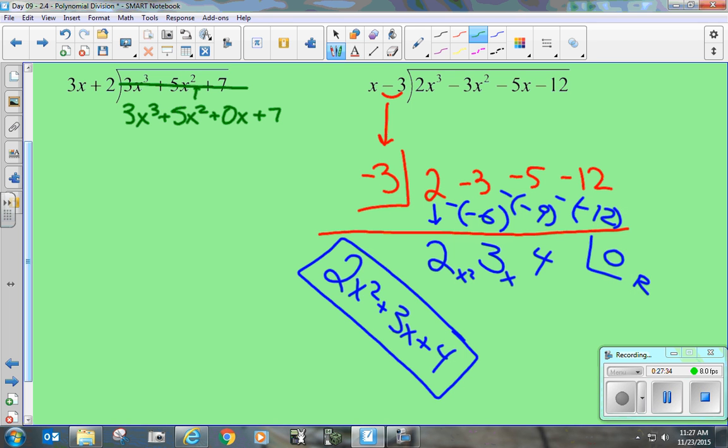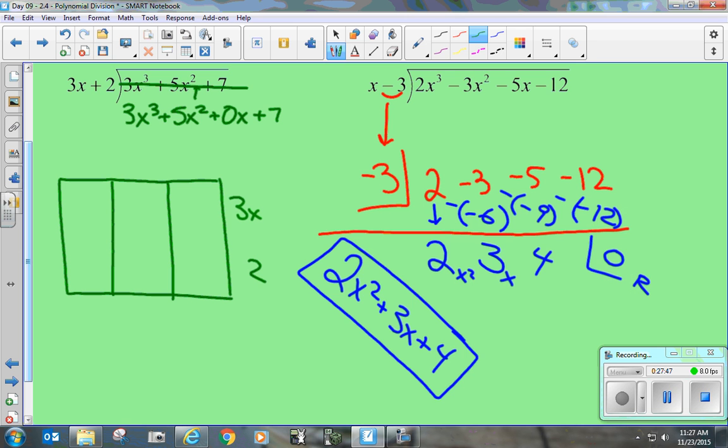Let's reverse tabular. If I have 3x and 2, how wide is this? 3. It is 3x. Which means bang, bang, bam. And wrapped around the outside is which term? What do I put on the outside? 3x cubed, 5x squared, 0x, and 7. Good. This has to be 3x squared.